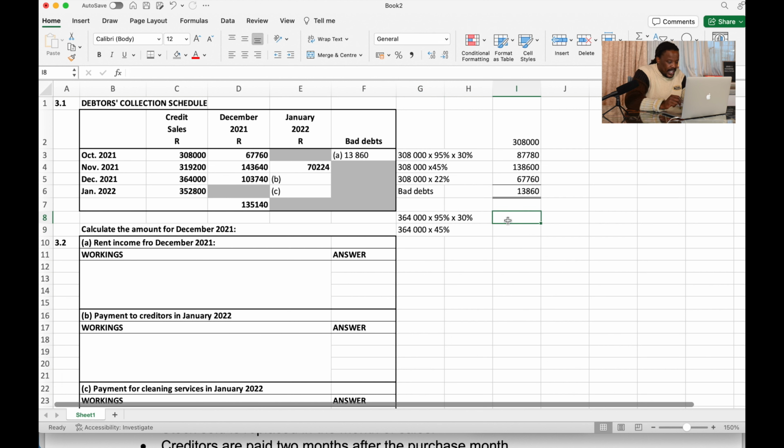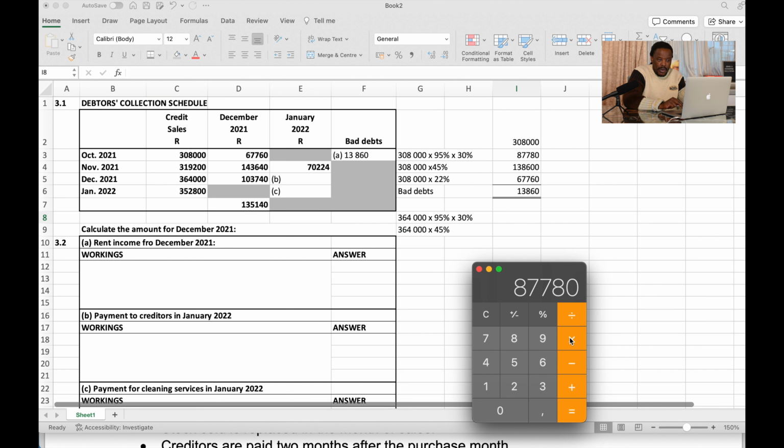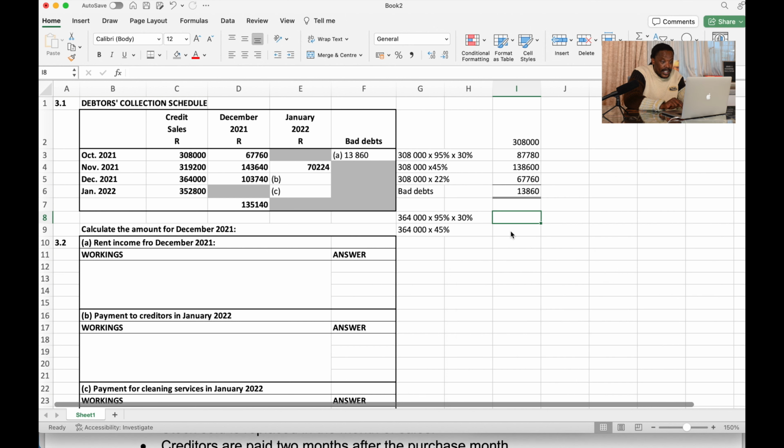And let's do that calculation for argument's sake so that you understand what I'm talking about. 364,000 multiplied by 95%, multiplied by 30%, which is that trend, and it gives you 103,740. We're happy with that. And the next trend was 364,000 multiplied by 45%, and it answers this 163,800. And this is your answer here.